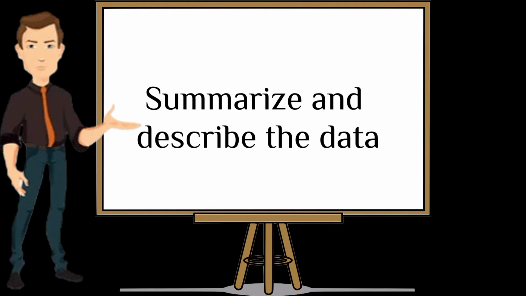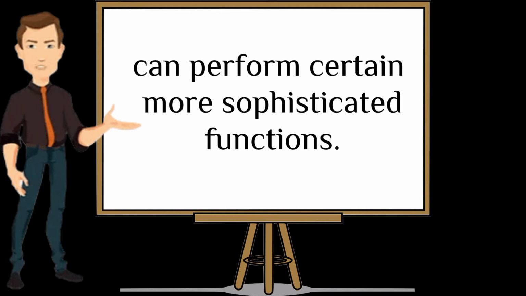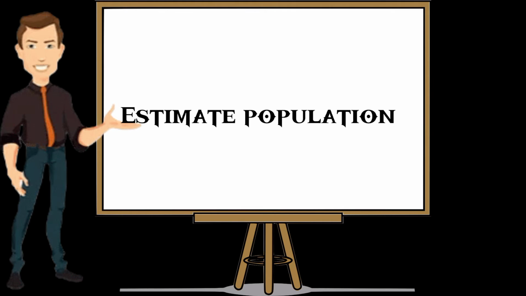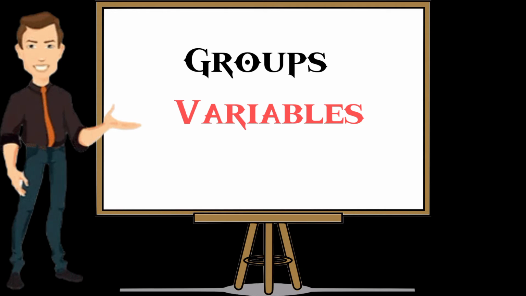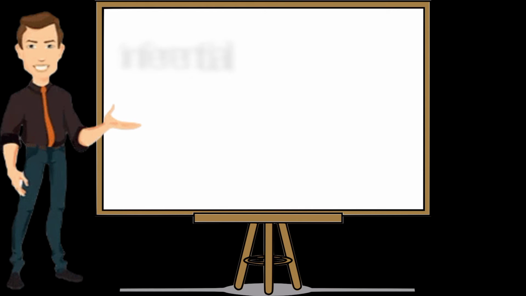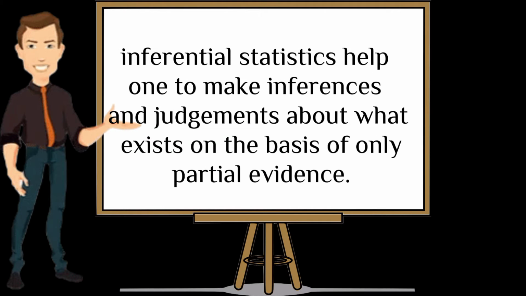In contrast to descriptive statistics, which simply summarize and describe the data as indicated on the previous slide, inferential statistics, on the other hand, can perform certain more sophisticated functions. They are most commonly used to predict or estimate population parameters or characteristics based on random sample statistics and to test hypotheses using tests of statistical significance to determine if observed differences between groups or variables are real or merely due to chance.